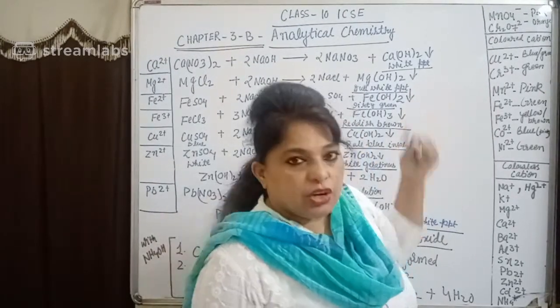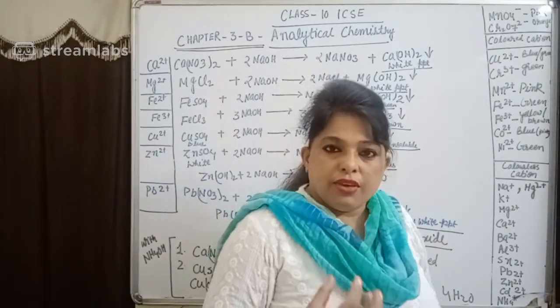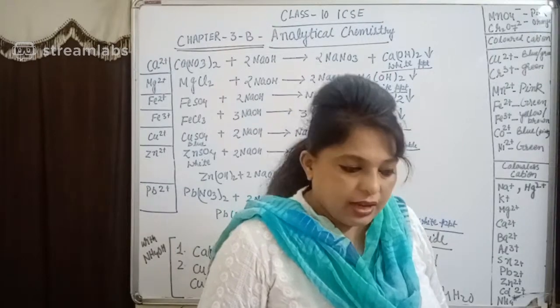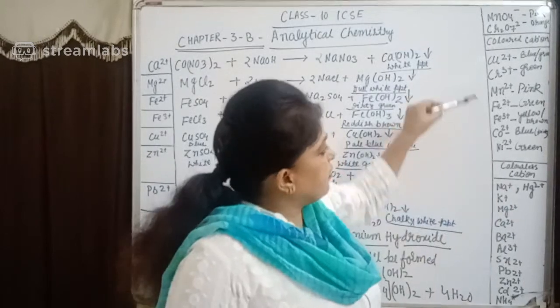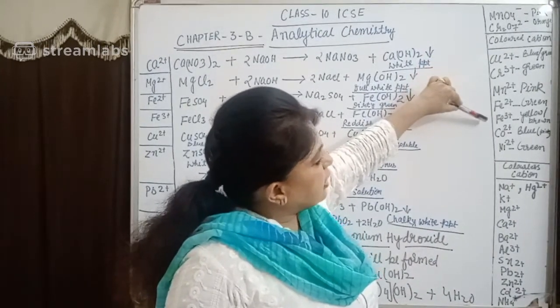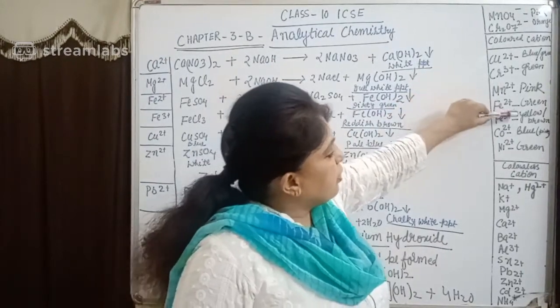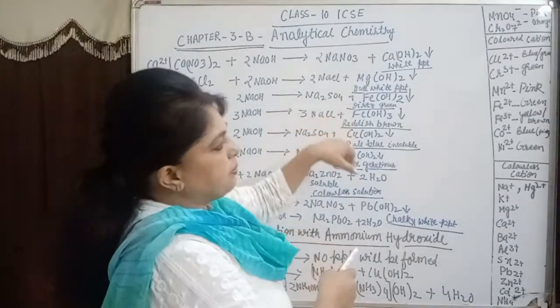Then we know that iron is showing 2 valencies, right? 2 plus and 3 plus. We have ferrous ion, we have ferric ion, but both are showing different colors, right? In this case we can see the Fe2 plus is showing green color and Fe3 plus is showing a yellow color. If you know the color, we can easily find out what is the color of the precipitate.